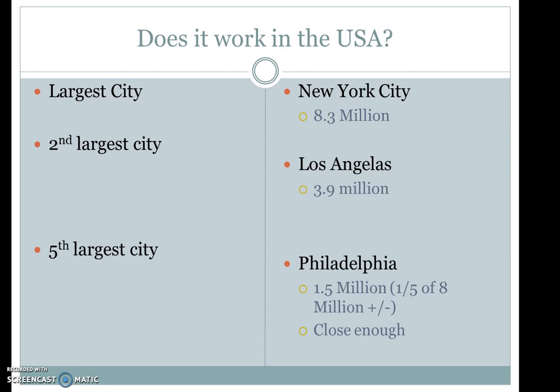1/5 of 8 million is about 1.5 million. Not perfect, but pretty darn close. So close enough for the United States to fit into this rank size theory.